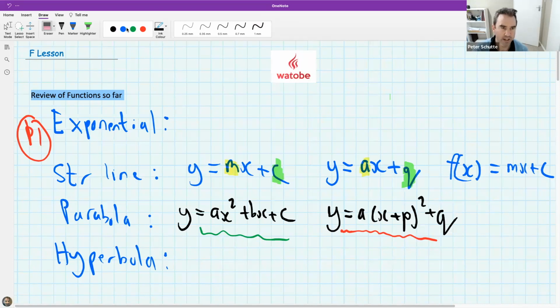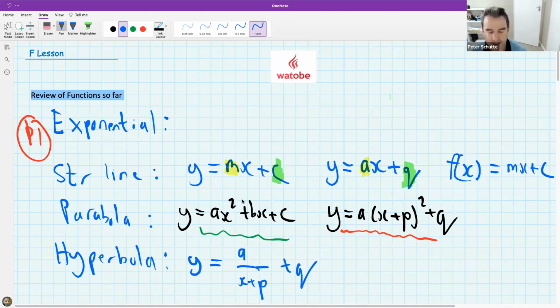And then last week, we did hyperbolas, and they looked, well, like this, a over x plus p, plus q. And so that was last week. And what we did was we learned how to draw them. In fact, we did this for all the functions. We learned how to draw them. And we also learned how to find the equation of them when we're given a picture.